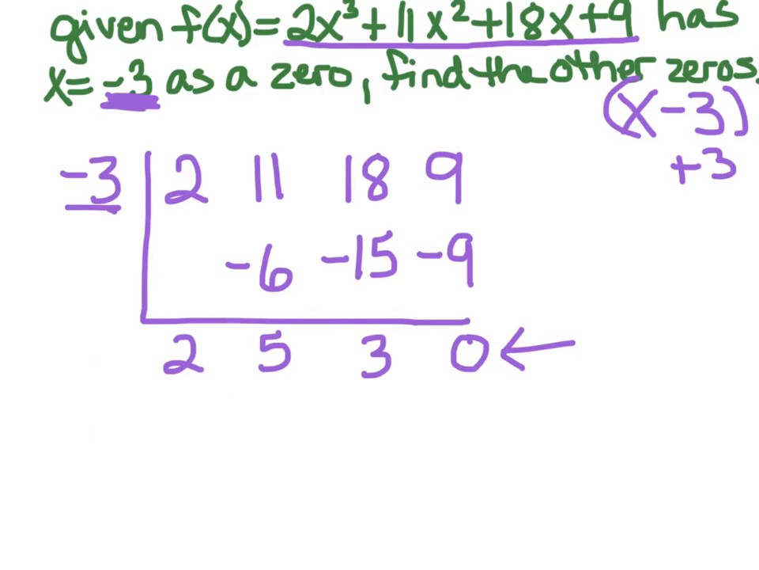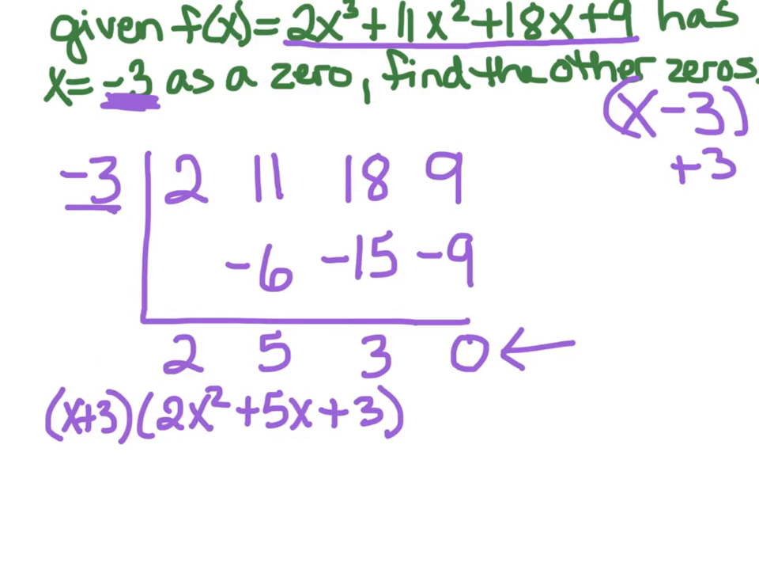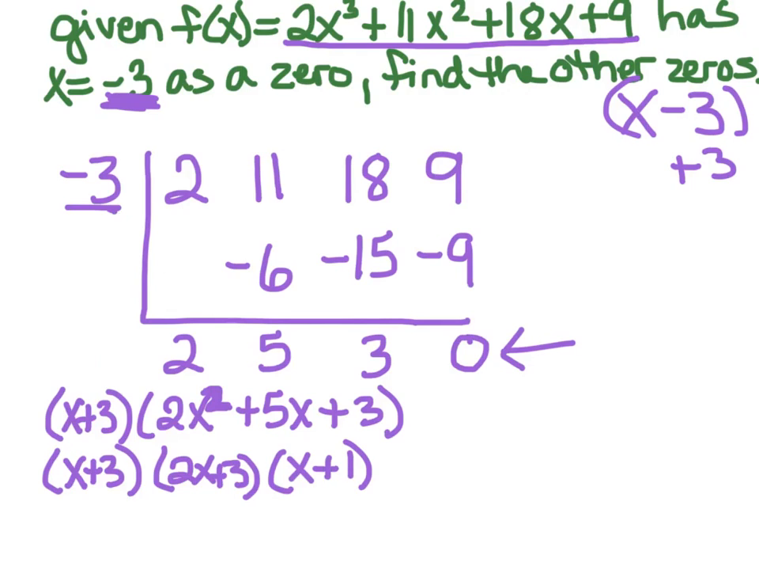So we are trying to find the other zeros. We know that factored it would be x plus 3, and then 2x squared plus 5x plus 3, which we can use our fabulous factoring skills to factor further now by hand, because once you get it to a quadratic, you're expected to be able to do that by hand. So we have 2x plus 3, and we have x plus 1, saving you some time.